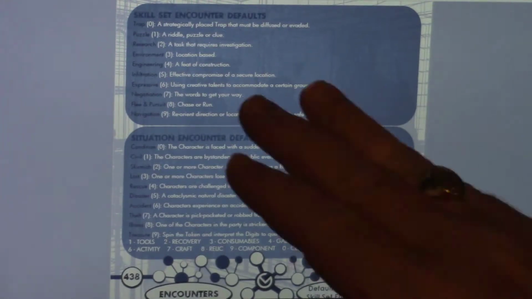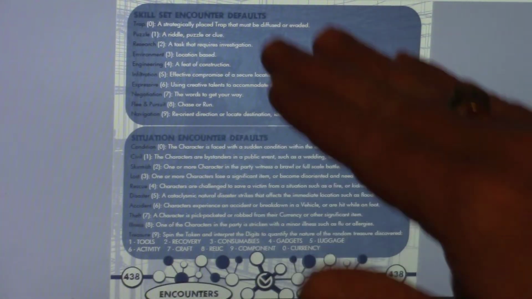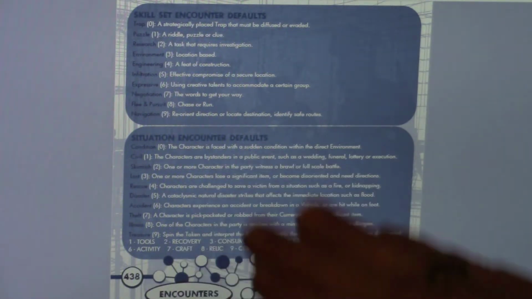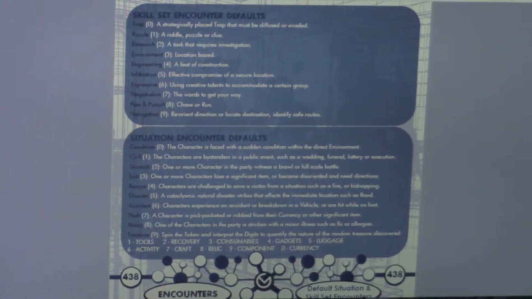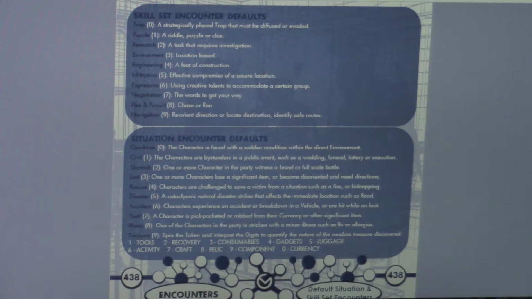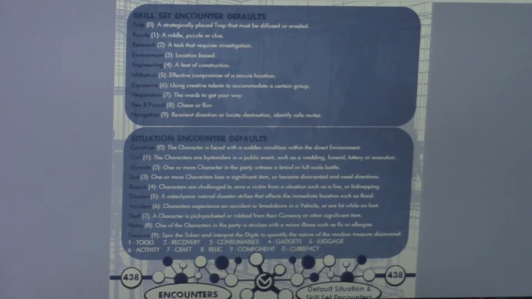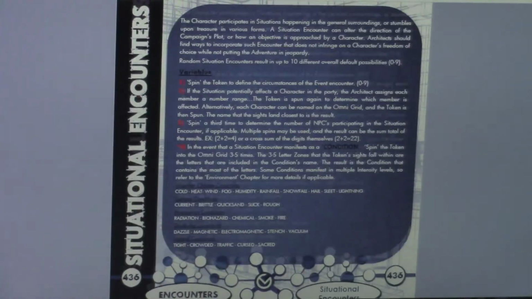Okay, and then skill set encounters here, some default ones that I came up with, different scenarios, right? And then situational encounter defaults. So all these are defaults, like I said, that I came up with. There's a lot of other ones out there. Come up with your own that make sense to you. But for all intents and purposes, the ones in the book have worked pretty well, I have found out. So I just wanted to show you that.